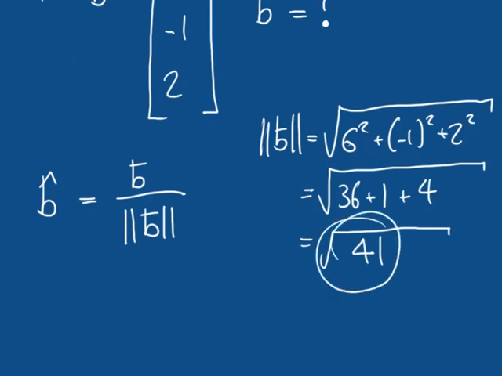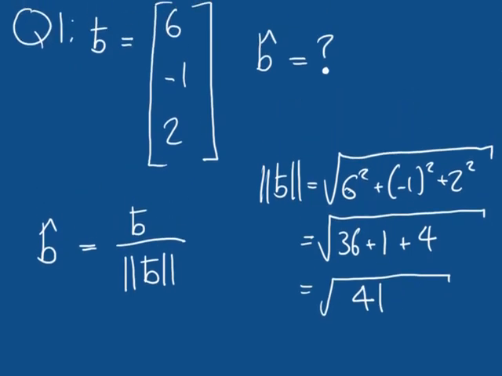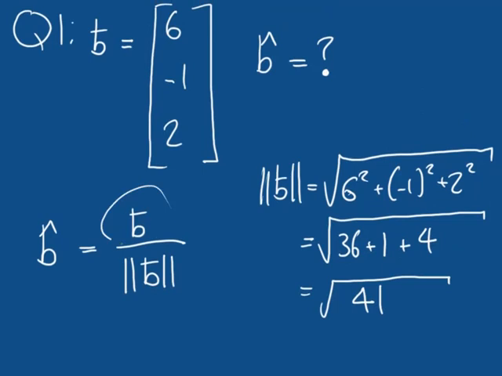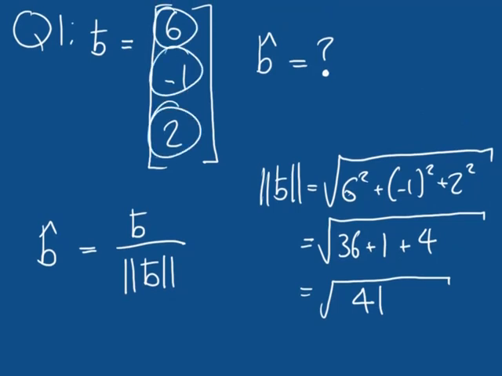Now this isn't a nice round number, so I'm going to leave this just written as the square root of 41. And now we need to divide b by our magnitude, by the square root of 41. So what that means is we're dividing each component by the square root of 41, and that's going to scale b down so that it has a length of 1.